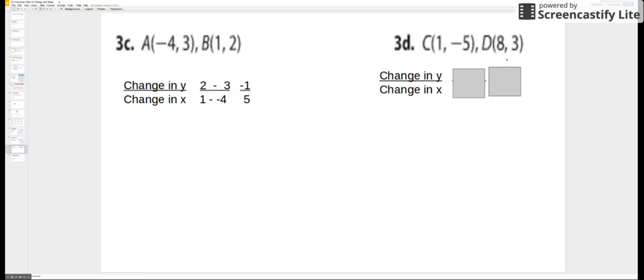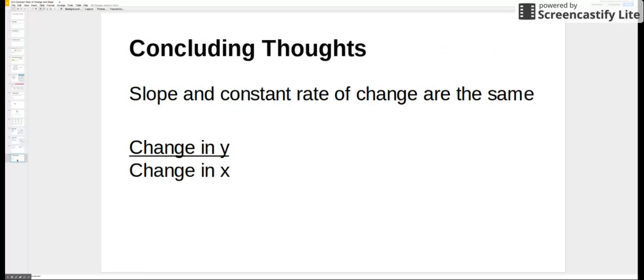Same thing with this. Take your change in y's, 3 minus negative 5, over 8 minus 1. And then let's subtract. 3 minus negative 5 is 8, and 8 minus 1 is 7.